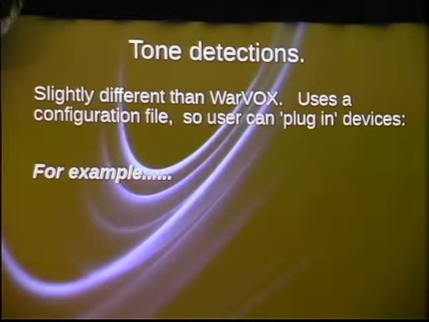And the way that we do tone detection is a little bit different than Warvox. I mean, HD did set up a configuration file where you can go in and put in characteristics of equipment that you might be looking for. And I believe all of his stuff is in Ruby. And on this, we just made a simple text file. It's just a configuration file.